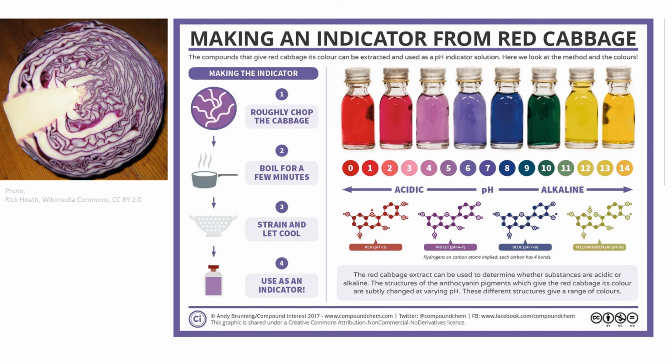Many plants contain chemicals from the anthocyanin family of compounds. Anthocyanin molecules change their color depending upon the pH. You can extract anthocyanins from red cabbage to prepare your own homemade pH indicator. Add various household chemicals like vinegar or baking soda to your indicator until it changes color.